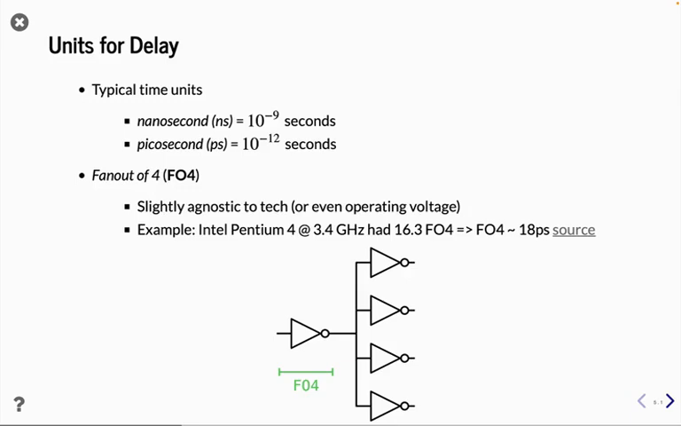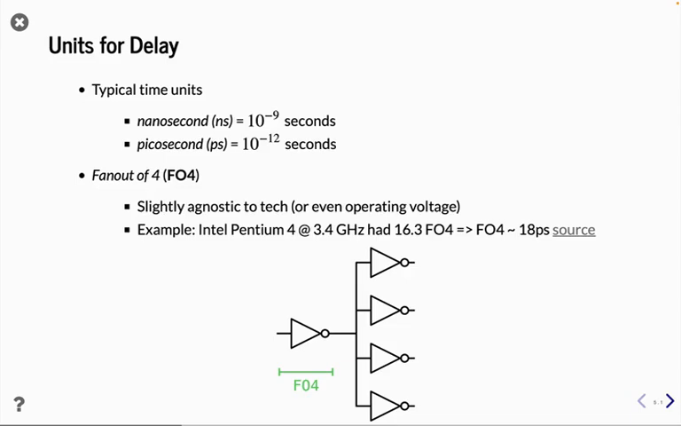So for example, from Wikipedia, the Intel Pentium 4, back now nearly 20 years ago, was 16.3 FO4. Now that at first may not be a very familiar number. Perhaps the number to the left is more familiar: 3.4 gigahertz, right? That's a pretty high clock rate. That's actually not too different from what we have today. So you're sitting here going, wait a second. Okay, so 20 years ago, we had 3.4 gigahertz.